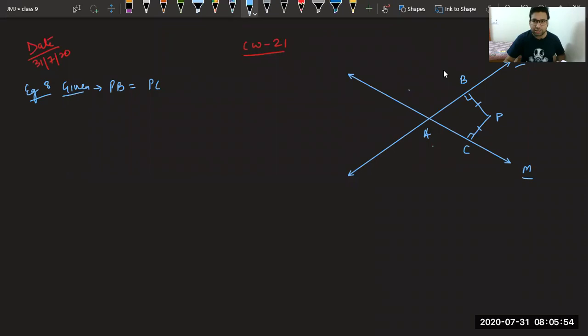Second thing we have found is these angles are right angle, because whenever we find a distance, we find perpendicular distance.